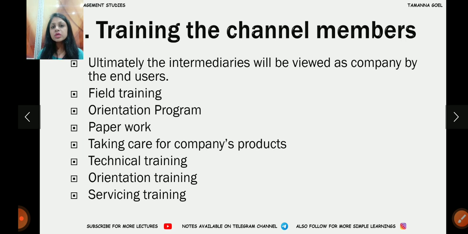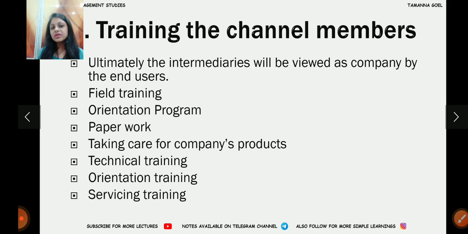What is going to be your impression of the LIC insurance? You're going to feel, okay, what kind of company is this? They are not even training their people. So that is why it is very important to train the channel members, because they are ultimately viewed as the company by the end users. So about the paperwork, how to take care of the company's product, technical training, orientation training, servicing training, all kinds of training you need to give to the channel members.